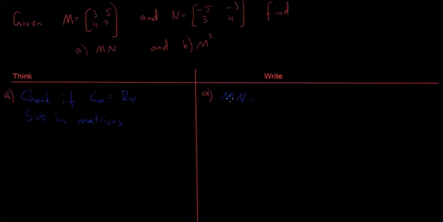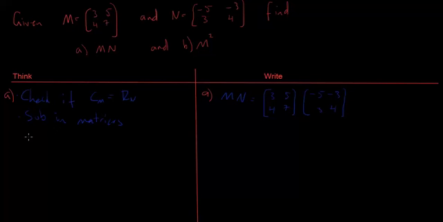So where M is, we'll write the matrix M: 3, 4, 5, 7. And where we've got N, we write -5, -3, 3, and 4.